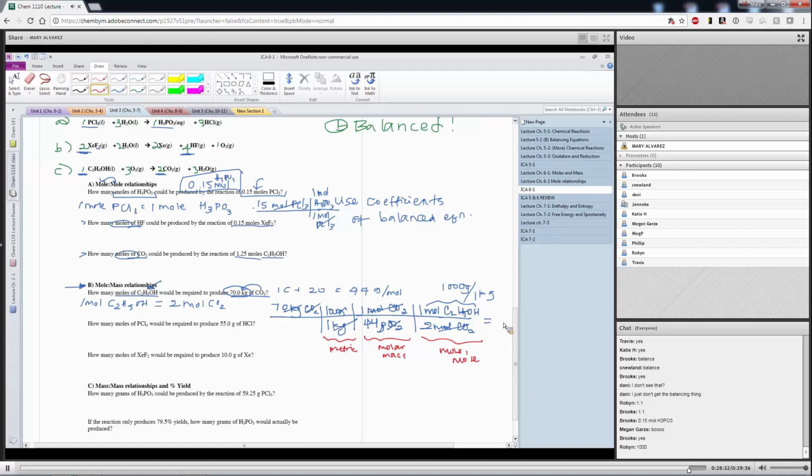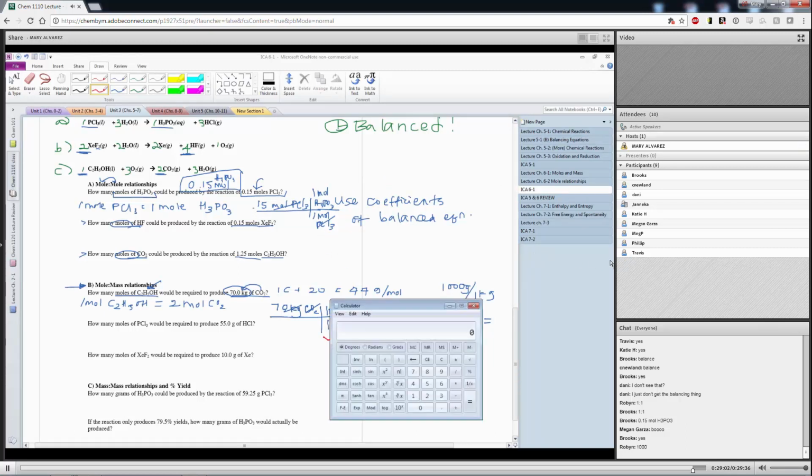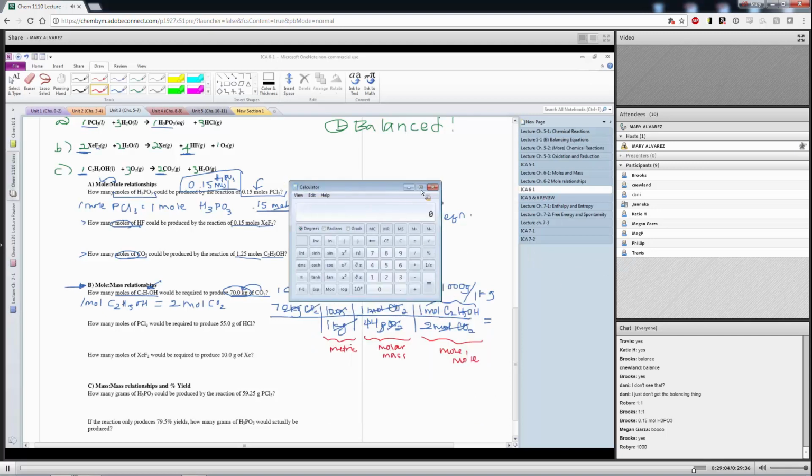And we should be almost done. I suppose we should plug the numbers in. We can do that. See if we get the same answer. 70 kilograms times 1,000 grams per kilogram divided by 44 grams per mole divided by 2 moles. It's going to give me a total of 795 moles of C2H5OH.